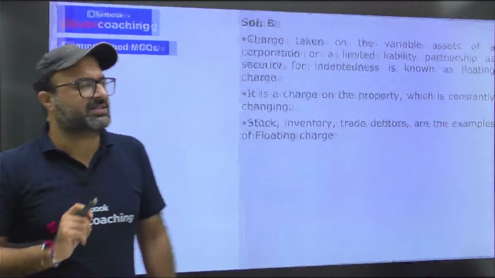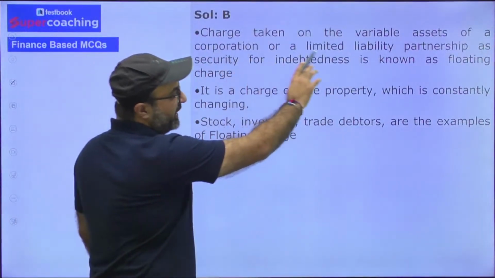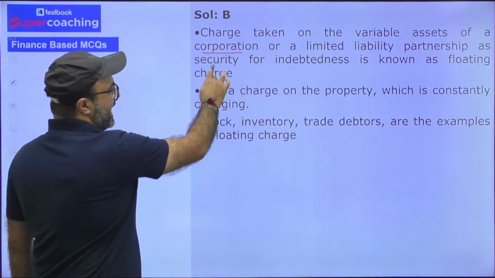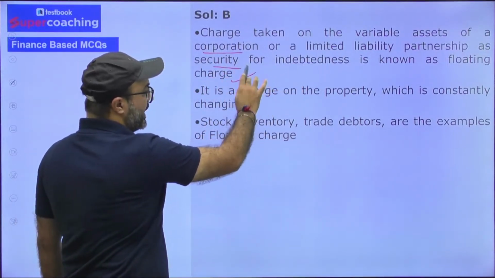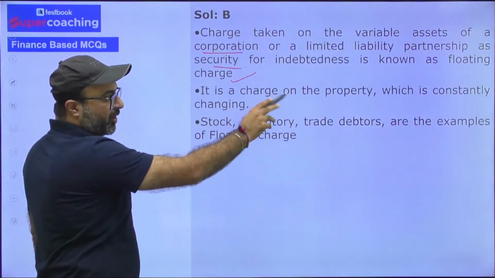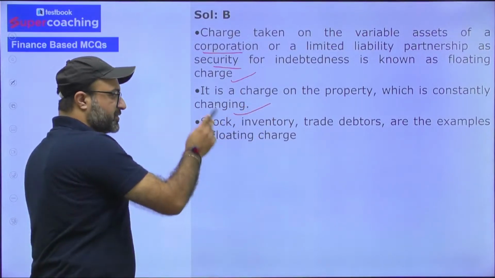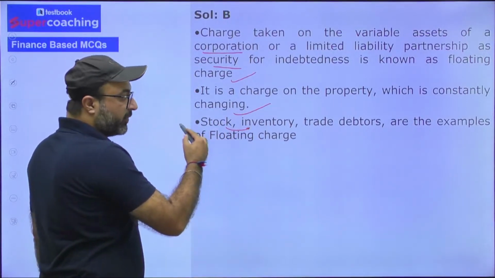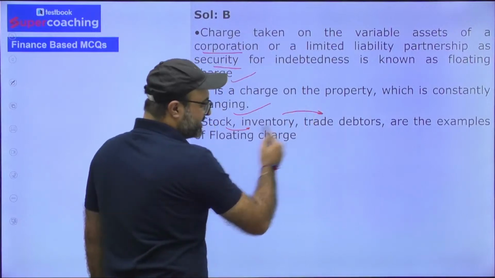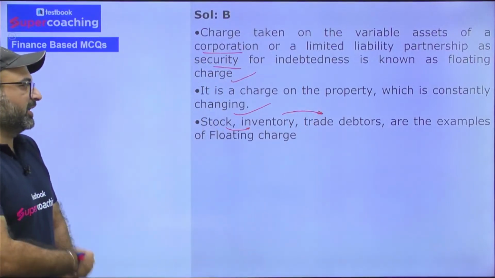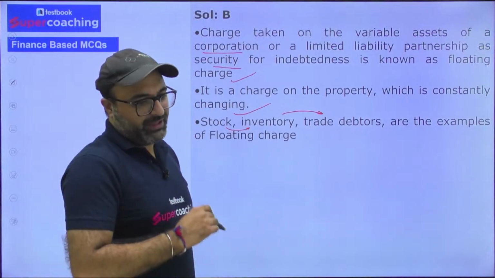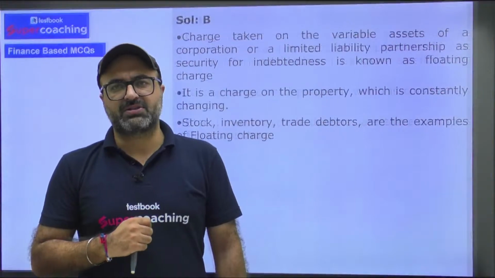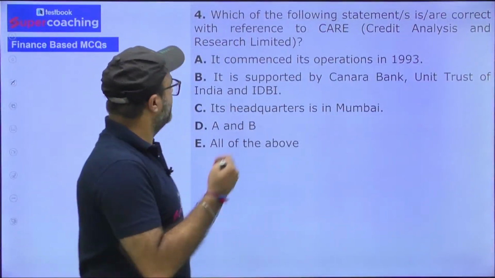Let's try to understand this point. A charge taken on variable assets of a corporation or limited liability partnership as security for indebtedness is known as floating charge. It is a charge on property which is constantly changing, so stock. And if I differ it, then I can use the word inventory, then I can use the word trade debtors. These all are examples of floating charge. So the answer to this question is floating charge.